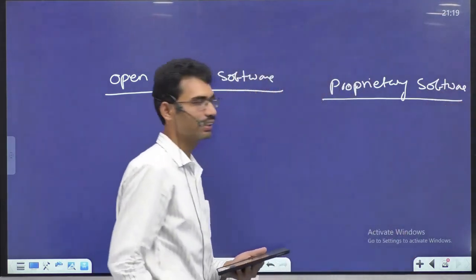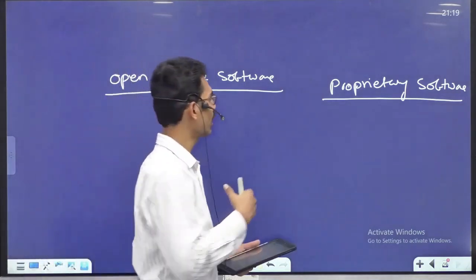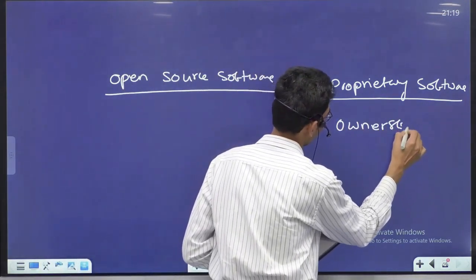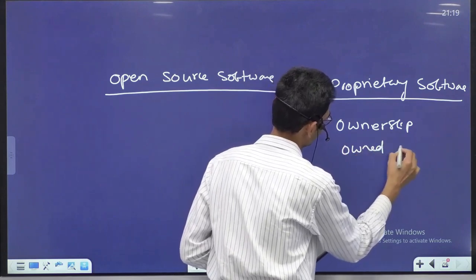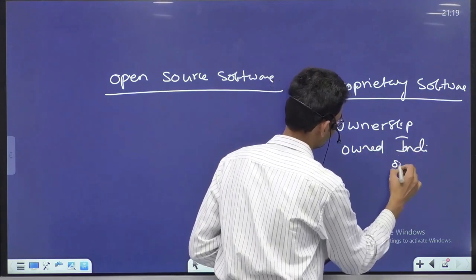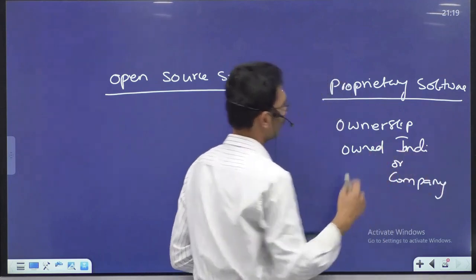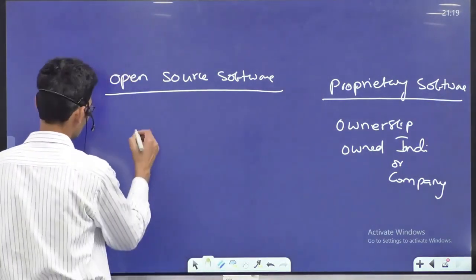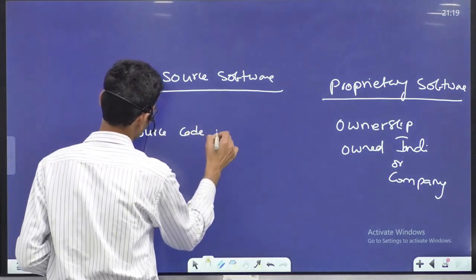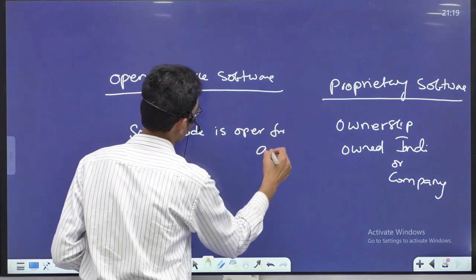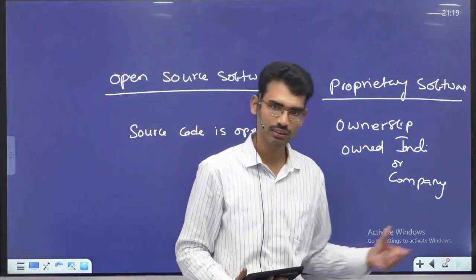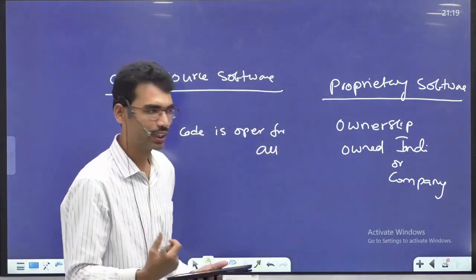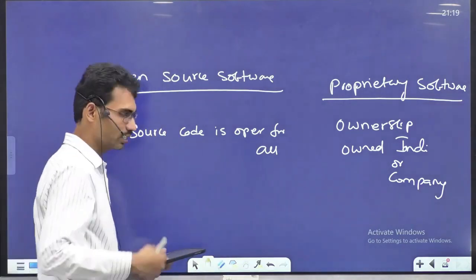So once you write the software, either you can have copyright in your own name or you can open it to the public. So based on ownership, it can be owned by an individual or a group of individuals or a company. Open source software is, source code is open for all. So there are so many proprietary softwares which will come with a payment only. Only if you pay, that software can be downloaded and utilized. If it is open source, it is open for all.